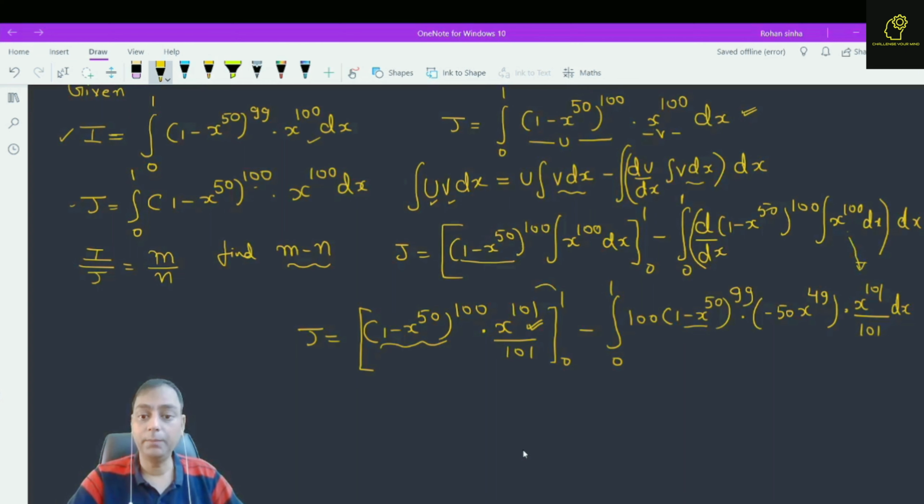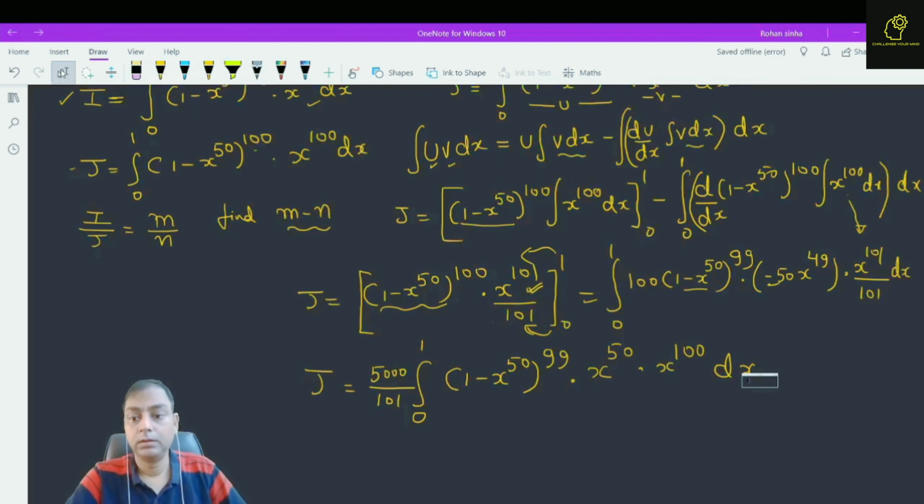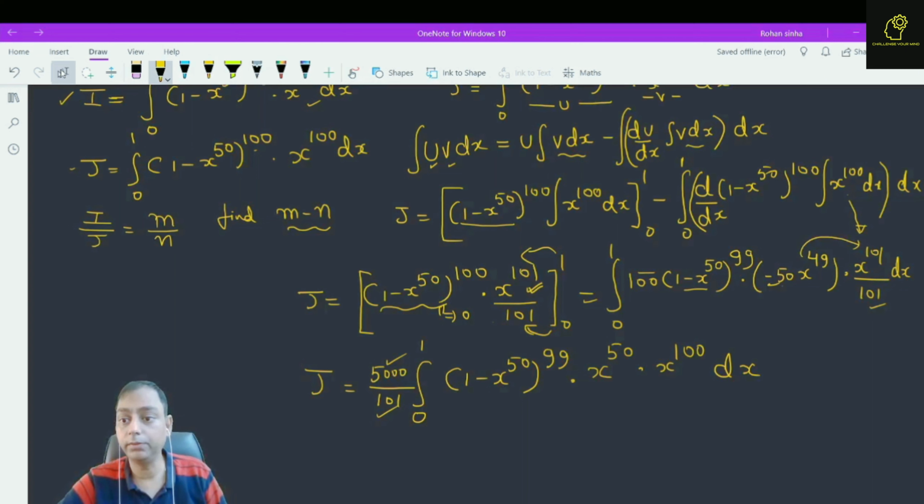Now putting in the upper limit and lower limit, if you put x equal to 1, this is 0, and again this is 0. So J is equal to minus, this minus and this minus will become plus, and this whole term is 0. And 100 into 50 is 5000, with 101 in the denominator, and (1 minus x^50)^99. And what about x^49 into x^101? This is x^150, which can be written as x^50 into x^100.